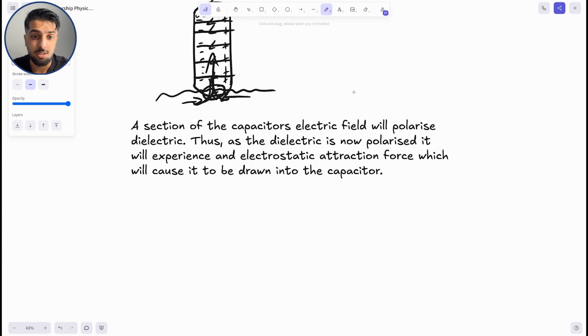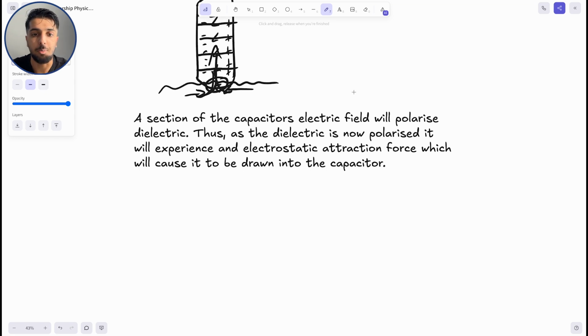And so putting it in words, a section of the capacitor's electric field will polarize the dielectric. Thus, as the dielectric is now polarized, it would experience an electrostatic attraction force, which will cause it to be drawn into the capacitor. There we go, and we're done.